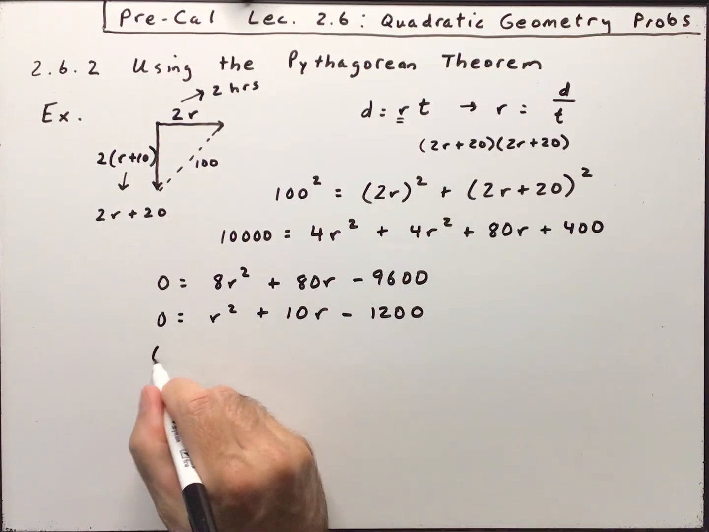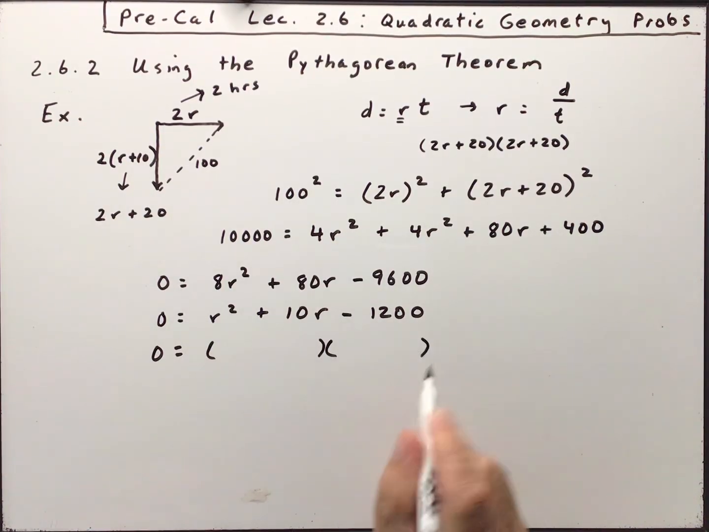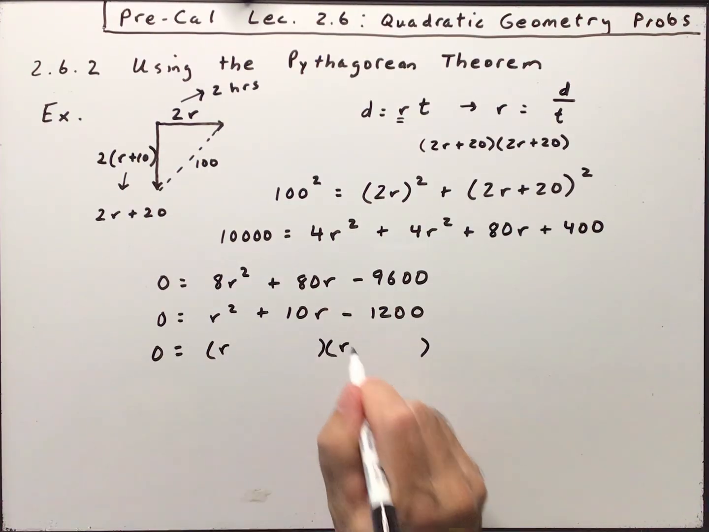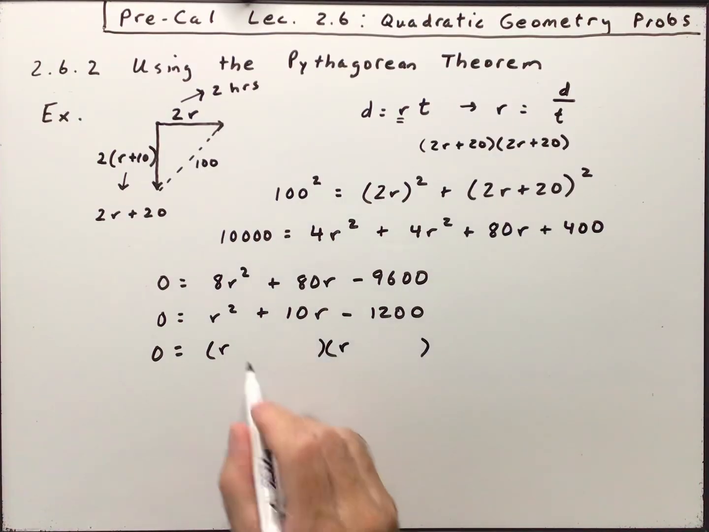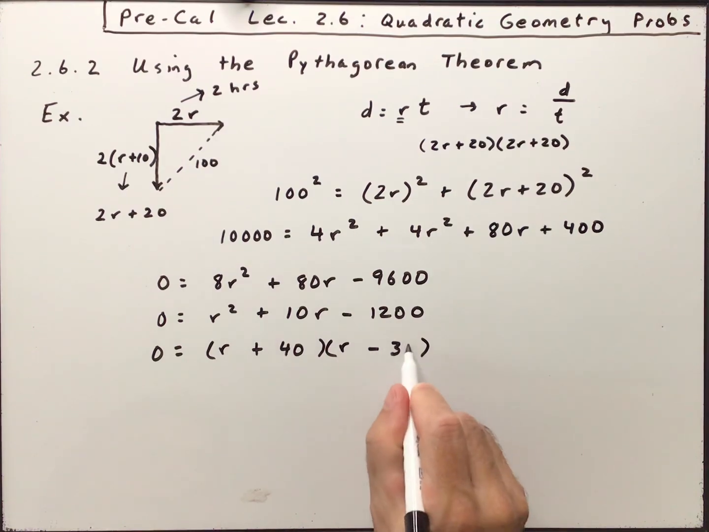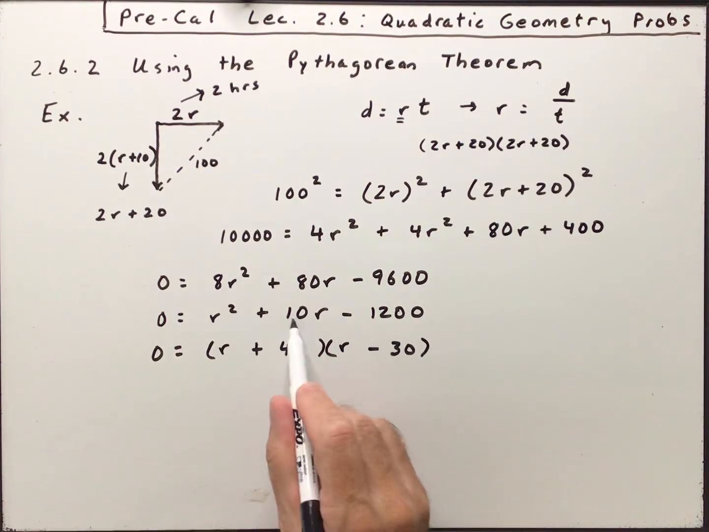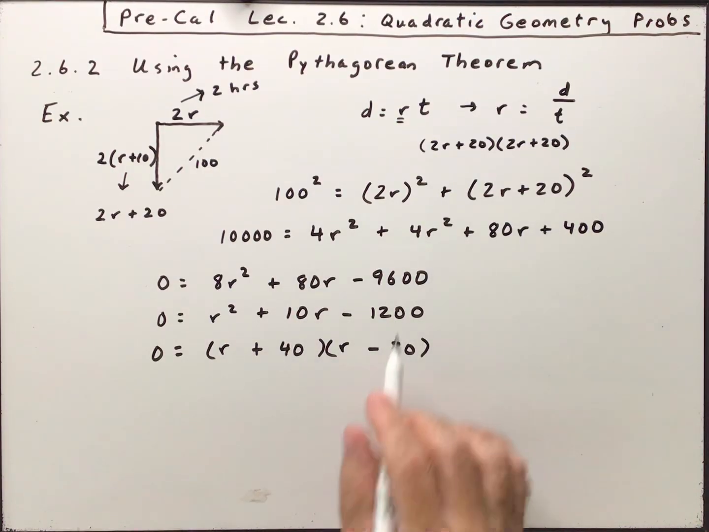Now, if you don't want to try to factor this, then you can put it in the quadratic formula like that. But this is one worth factoring, because the r and the r is pretty easy, and I know that 40 times 30 would be 1,200. So how about plus 40 minus 30? That's going to give me a positive 40r and a negative 30r, which gives me positive 10r, and then 40 times negative 30 is minus 1,200.